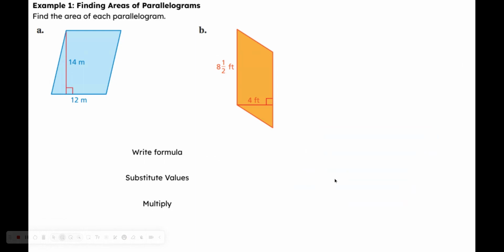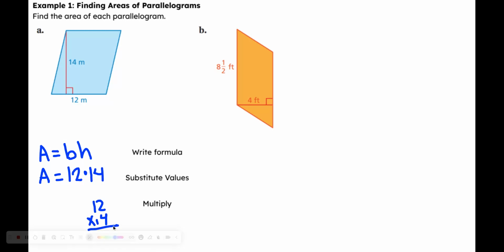Okay, so here are some examples to find the area of each parallelogram. We're going to write the formula. The formula is area equals base times height. We're going to substitute the values, which means for base we put 12, and for height we put 14. So I'm going to write A equals 12 times 14. On these, you actually can use a calculator, but I'm just going to write it out, 12 times 14.